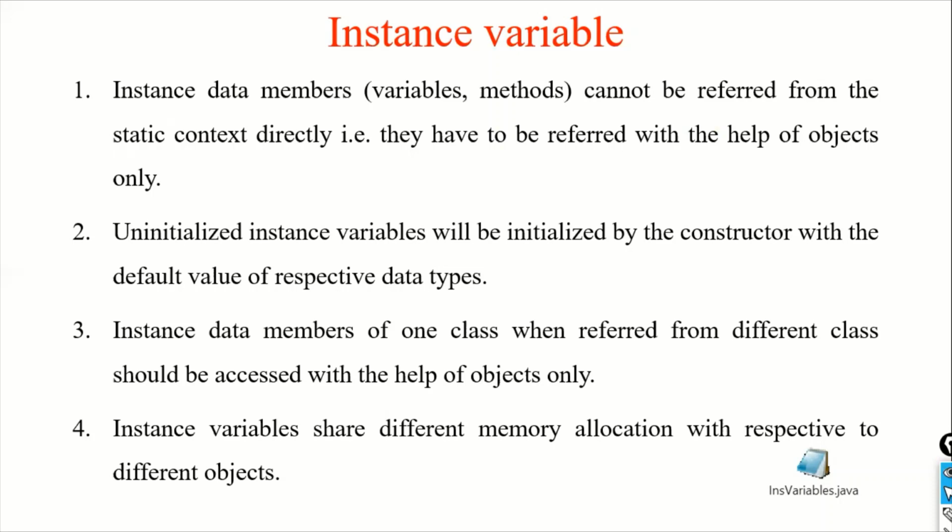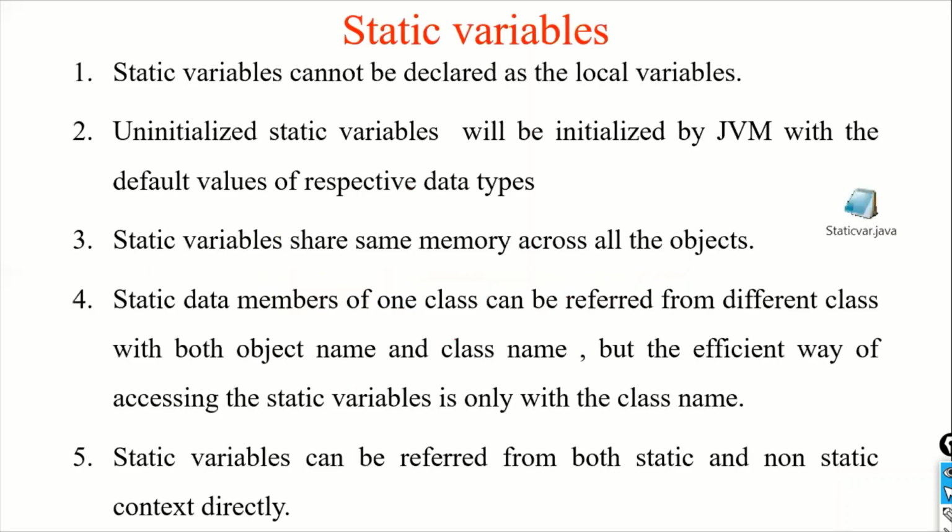As we have seen for iv, when we refer with ob.iv we got 23, ob1.iv 33, ob2.iv 43. So, using the same variable iv, when we call it with different objects, we get different values. That is the advantage of having objects and instance variables.